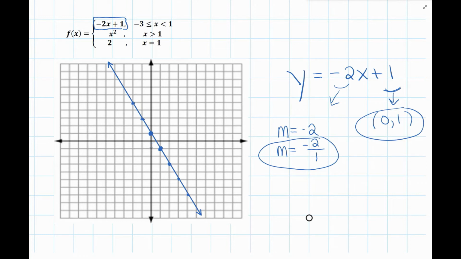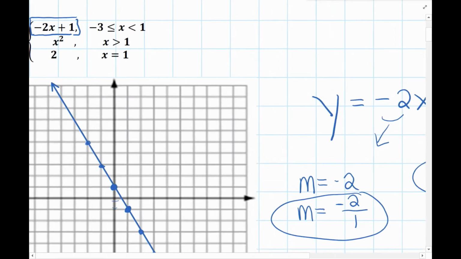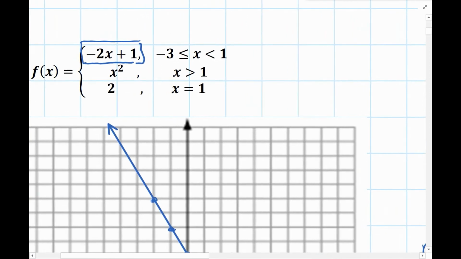Now, piecewise functions mean I draw the full line, but I go back up here to the top. This is the important part where I want to look at this. This part right here will tell you how to cut off that line. It says, I want you to draw the line -2x plus 1, but I only want it to go from -3 to 1.